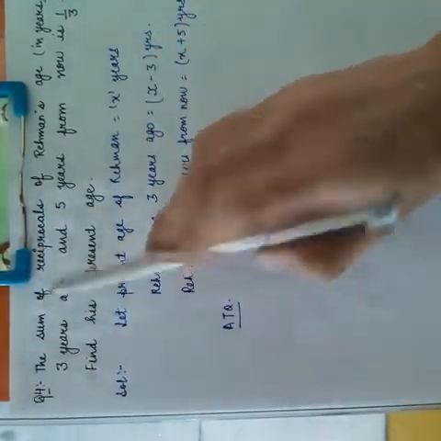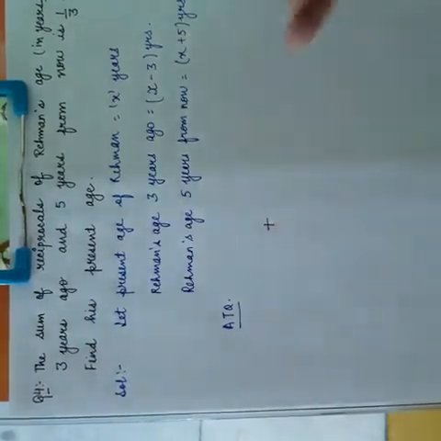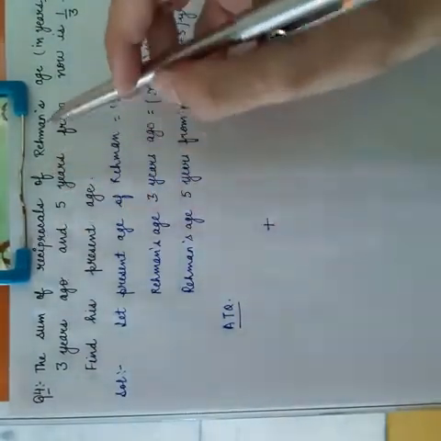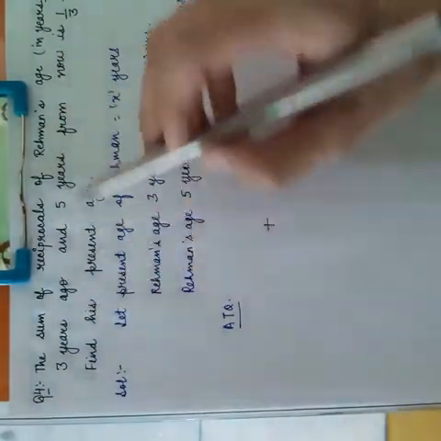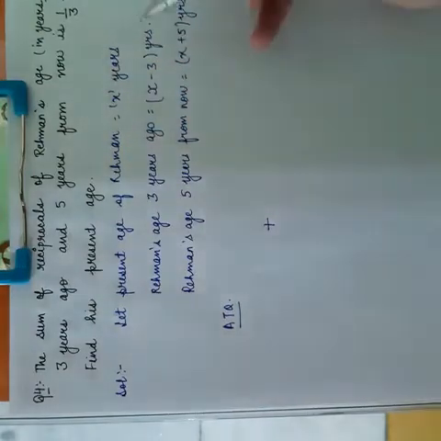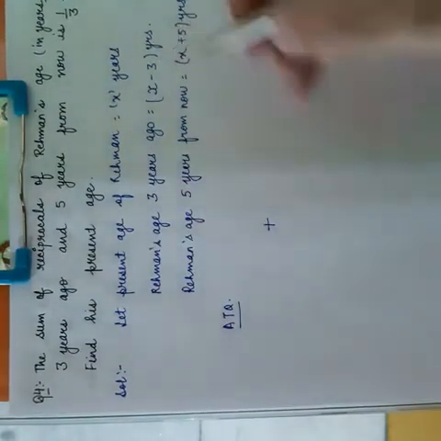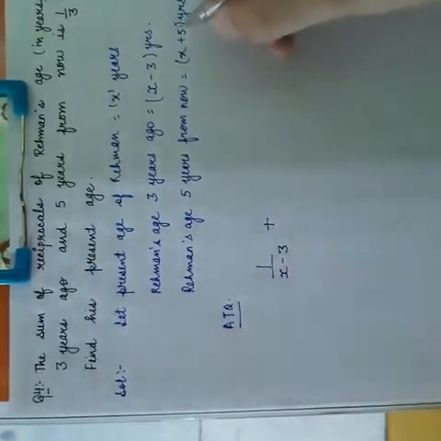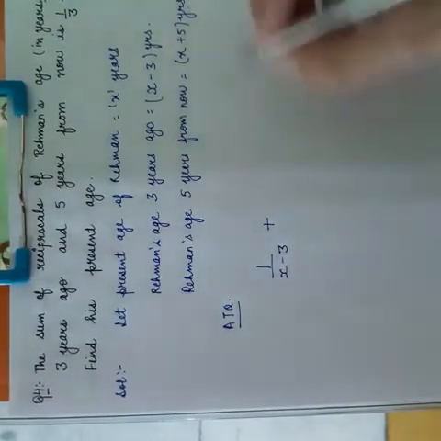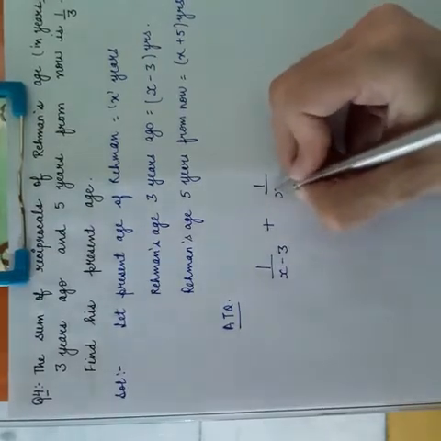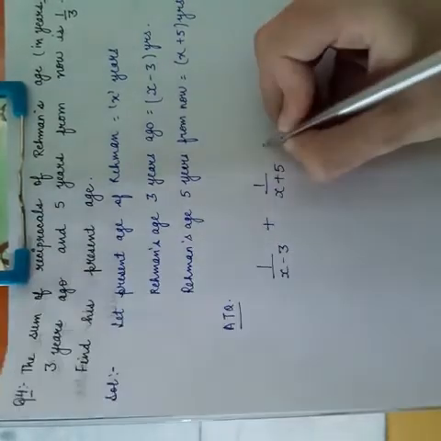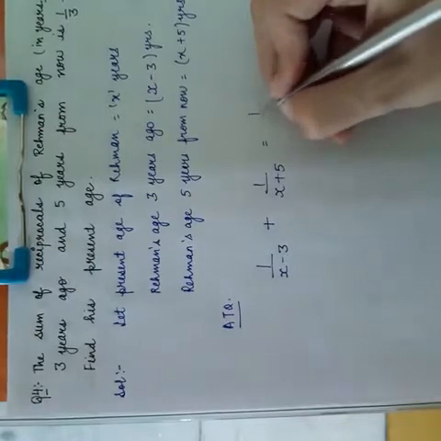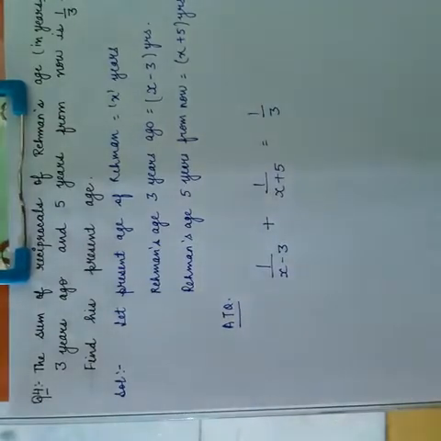You have to take the sum of reciprocals of Rahman's age 3 years ago and 5 years from now. Whatever his age was 3 years ago, you have to take the reciprocal of that, and whatever his age will be 5 years from now, you have to take the reciprocal, and the sum is equal to 1 by 3. This is given in the question.